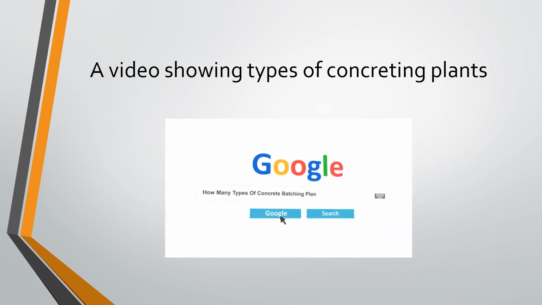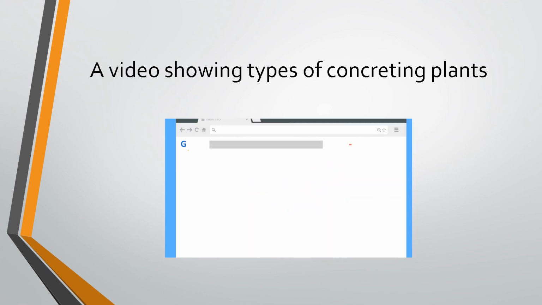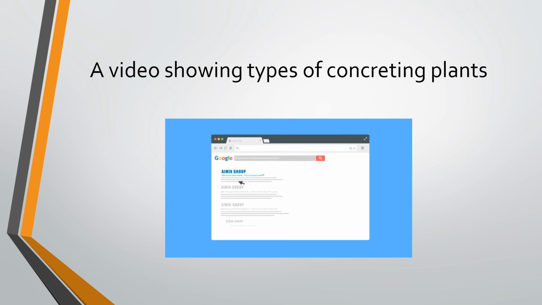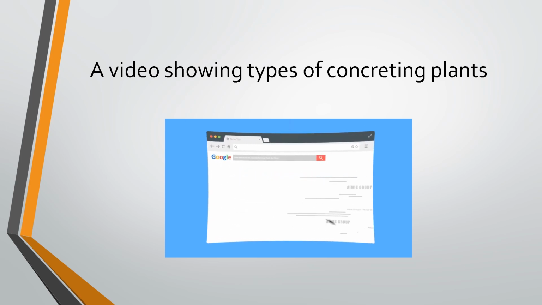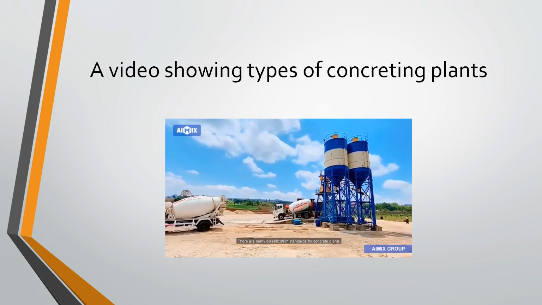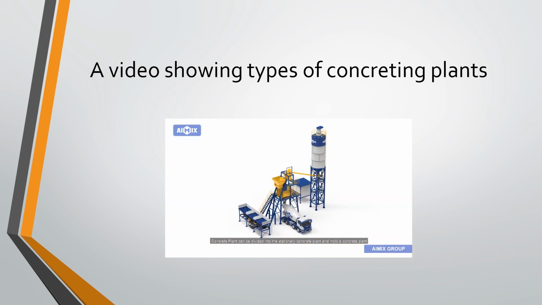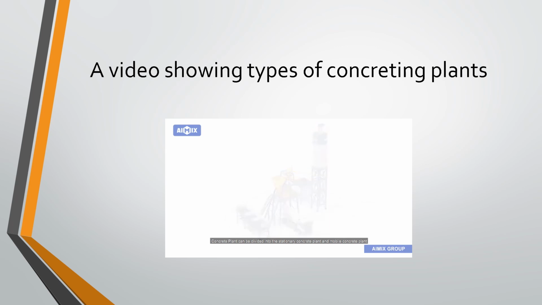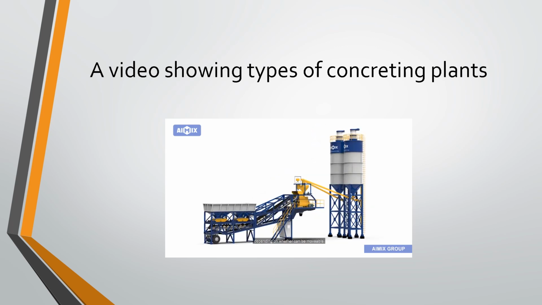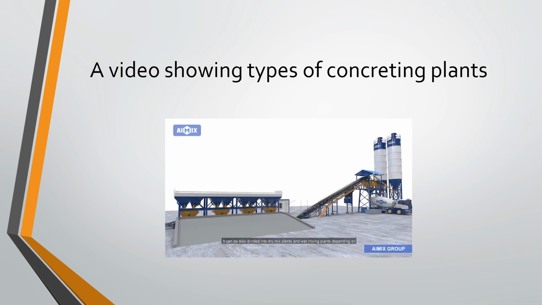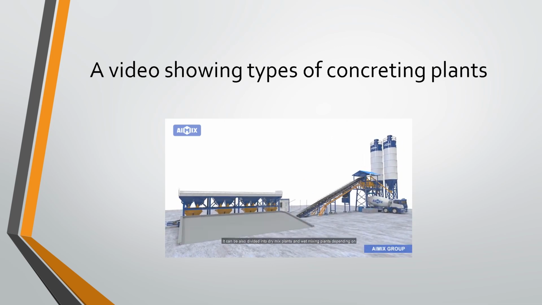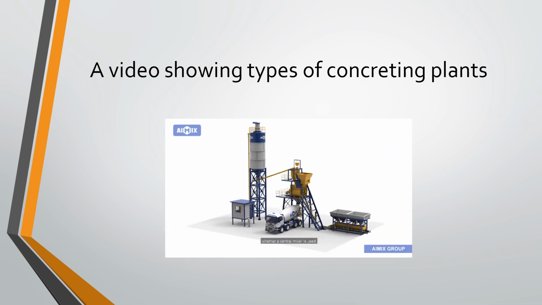How many types of concrete batching plants are there? To watch a video about concreting plants. There are many classification standards for concrete plants. Concrete plant can be divided into the stationary concrete plant and mobile concrete plant depending on whether it can be moved. It can also be divided into dry mix plants and wet mixing plants depending on whether a central mixer is used.